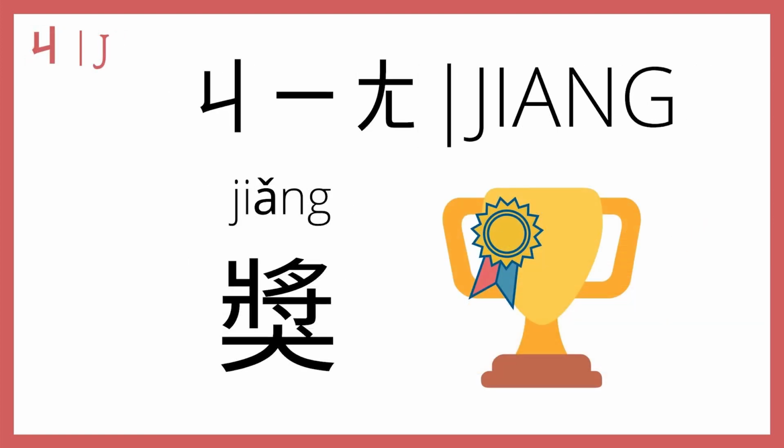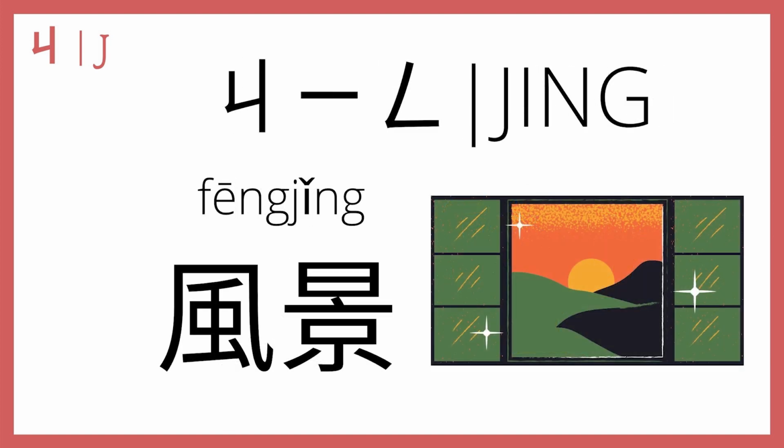Next, ji plus e plus ang makes 奖. In the third tone, 奖 means prize, as in 奖杯, trophy. And here we have ji plus e plus ng, which makes 京, if you want to have that super proper nasal Beijing accent. 京 in the third tone makes 风景, which means scenery. 风景很漂亮 means the scenery or the view is very pretty.